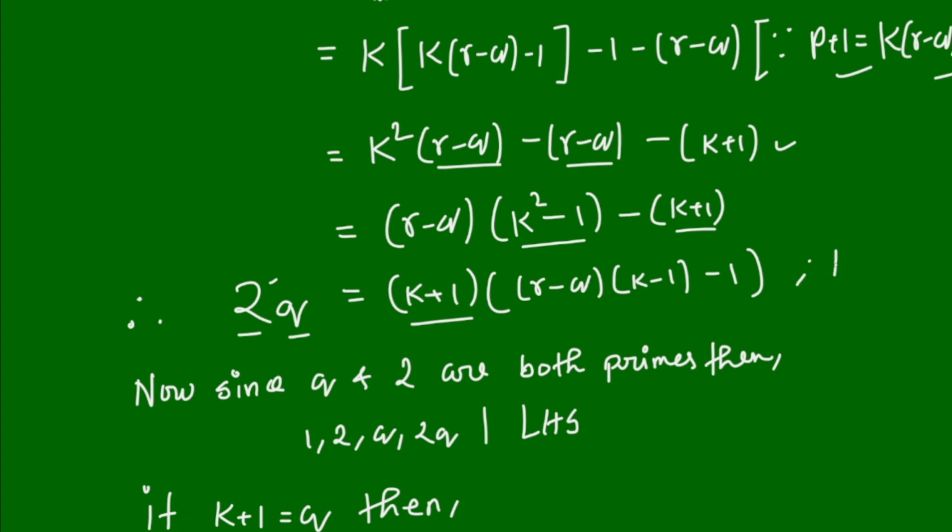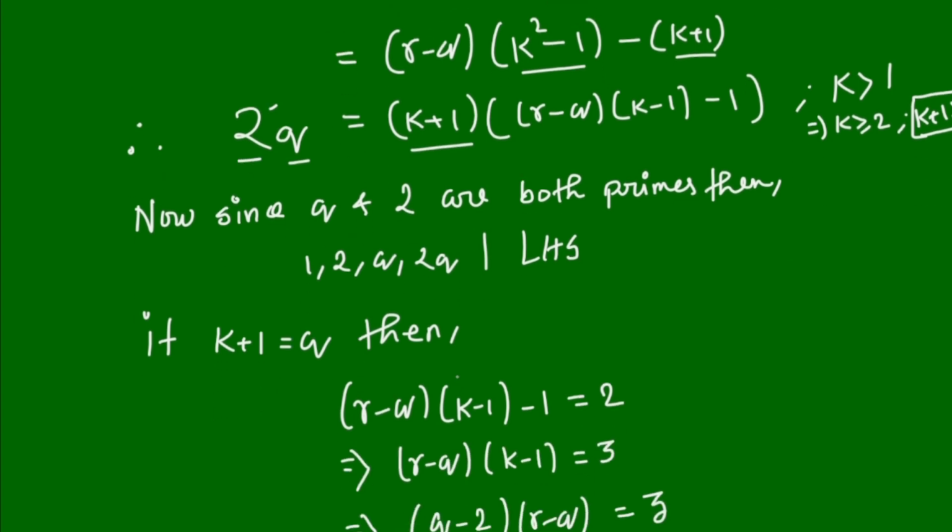So you have to note that since k is greater than 1, this implies that k is greater than or equal to 2. That means that k plus 1 must be greater than or equal to 3. So this has to be kept in mind. Okay. Now let's equate the conditions one by one.